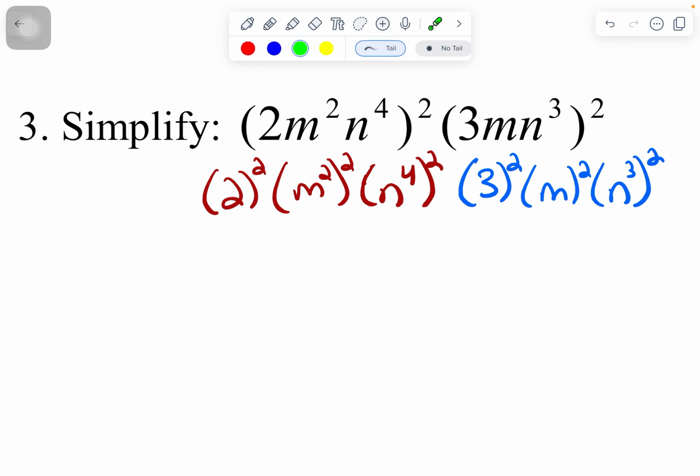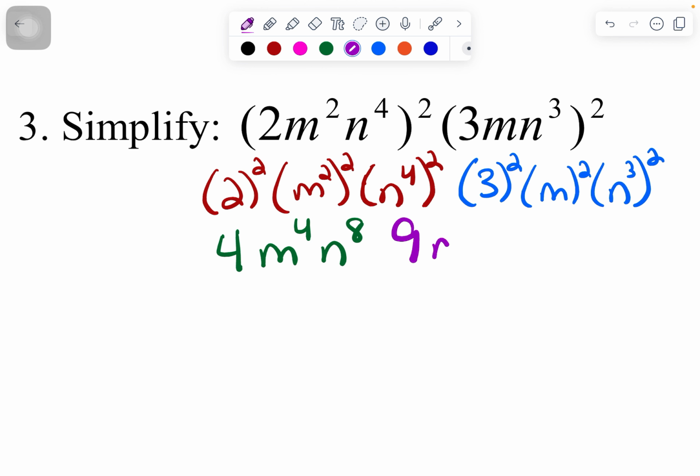But now I'm just going to do parts and pieces. So I'm going to take the numbers, deal with those as I would normally, and then each one of these variables, I will deal with the power rule. All right, so let's see. We've got 2 squared, which is 4. Then we've got m squared squared, 2 times 2 makes 4. N, 4 times 2 makes 8. Let's see. I'll change colors because I can. 3 squared makes 9. That's going to be m squared. There is a 1 sitting there. If you want to put it, you could. And then n to the 6th.